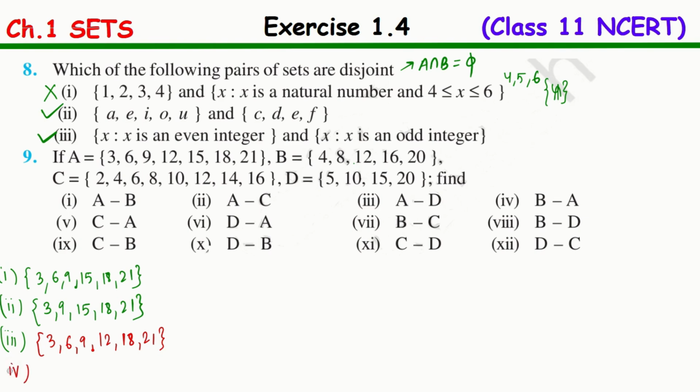Fourth is remove A from B. So from B we have to remove the A. We have to remove 3, 6, 9, we have to remove 12, then 18, 21. So only one element is removed, which is 12.